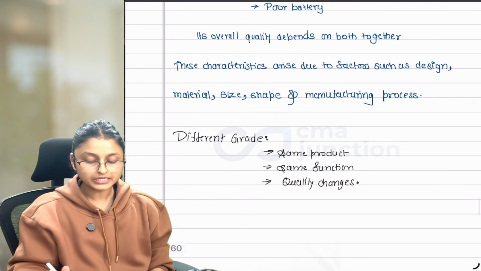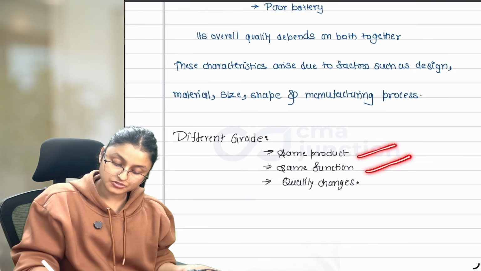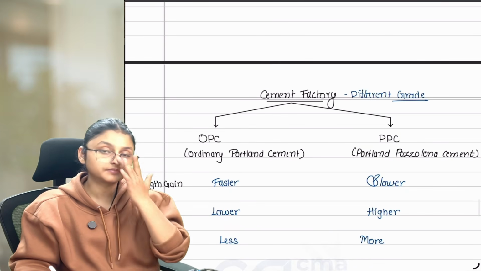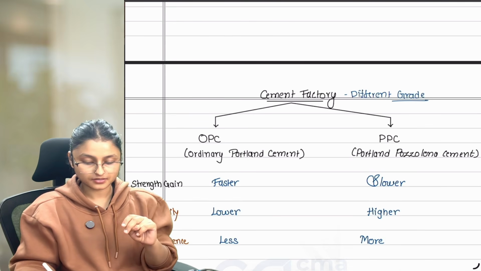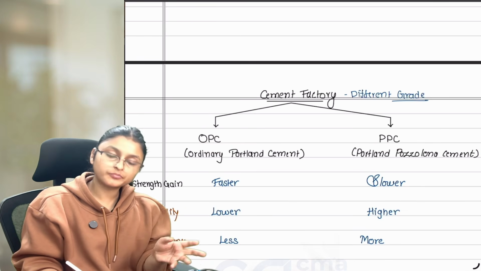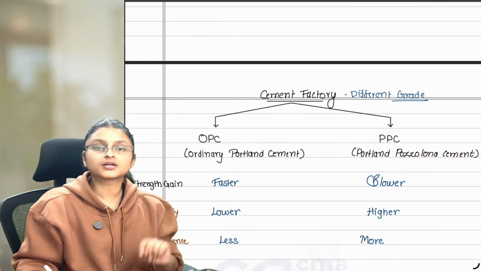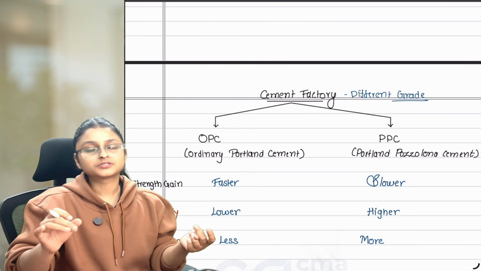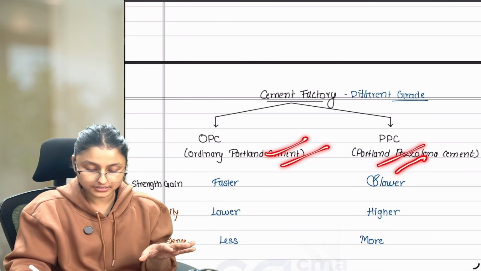Let's take an example. Here also I have written that different grade of product means same product performing the same function but different in quality. Like in a cement factory, in the same cement factory, two different types of cements are made. One is OPC and the second one is PPC. OPC is ordinary Portland cement and PPC is Portland pozzolana cement. Both are the same product, performing the same function of building dams, bridges, houses. So both can be used for all the categories, right?